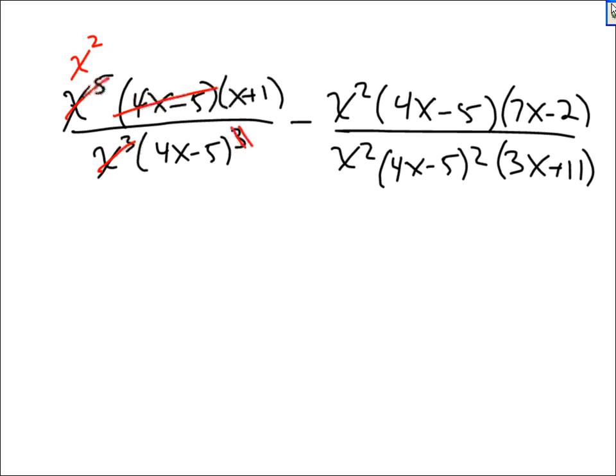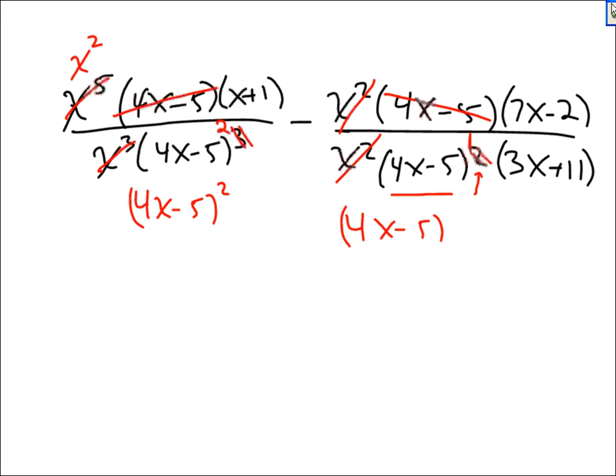Since we have 3 in the bottom and we killed off 1, we have 2 left. This cancels out. We kill off 1 4x minus 5 in the top, and we have 2 in the bottom. We killed off 1, now we have 1 left. You don't need to write down 1. 4x minus 5 to the 1. Okay, now let me just write down the remaining denominators, the denominators that survive. That's from the first fraction. From the second fraction, it's 4x minus 5 times 3x plus 11.